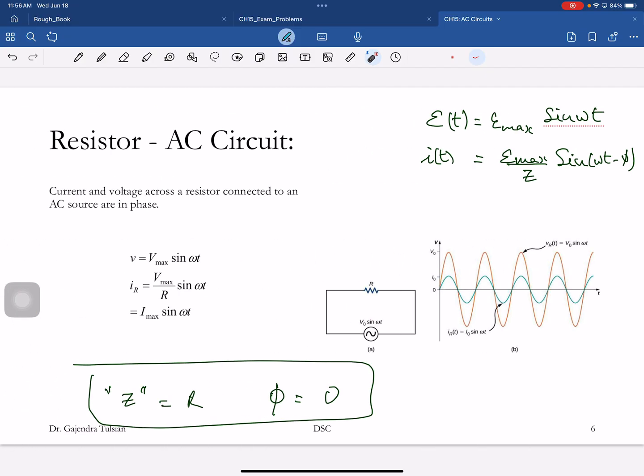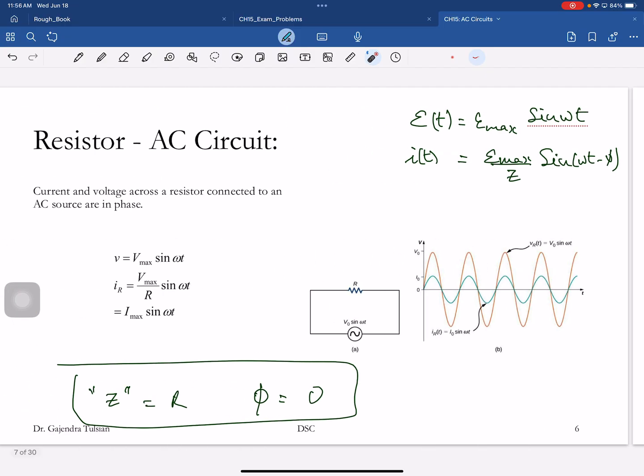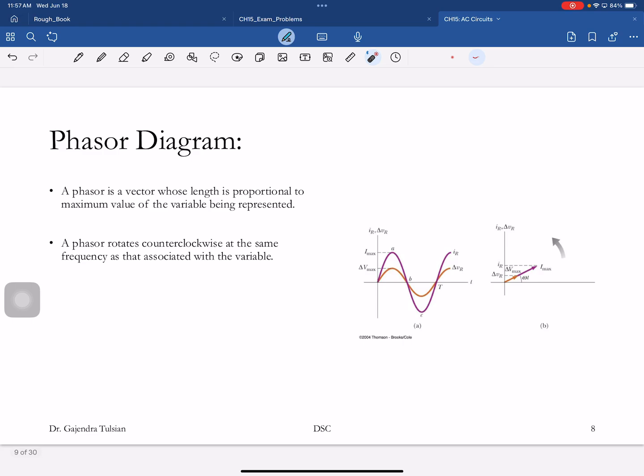Let's go back to this. Let me remind you. Here's a vector A. What is the x component of the vector?